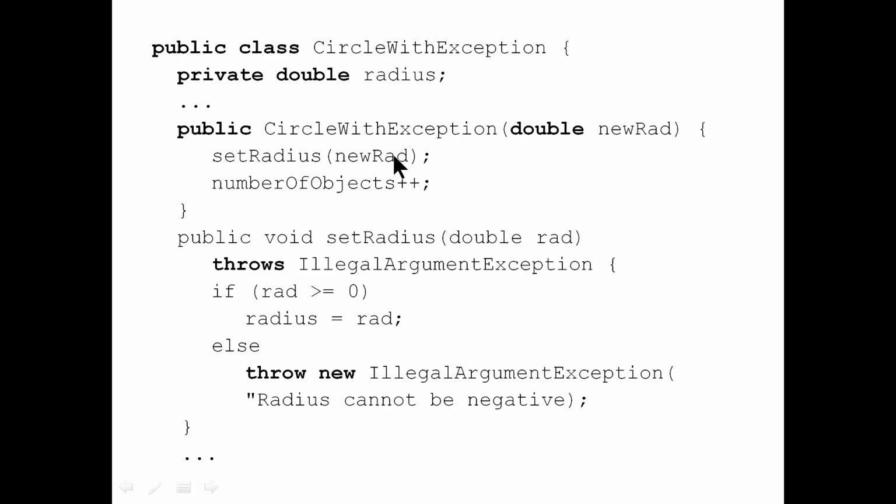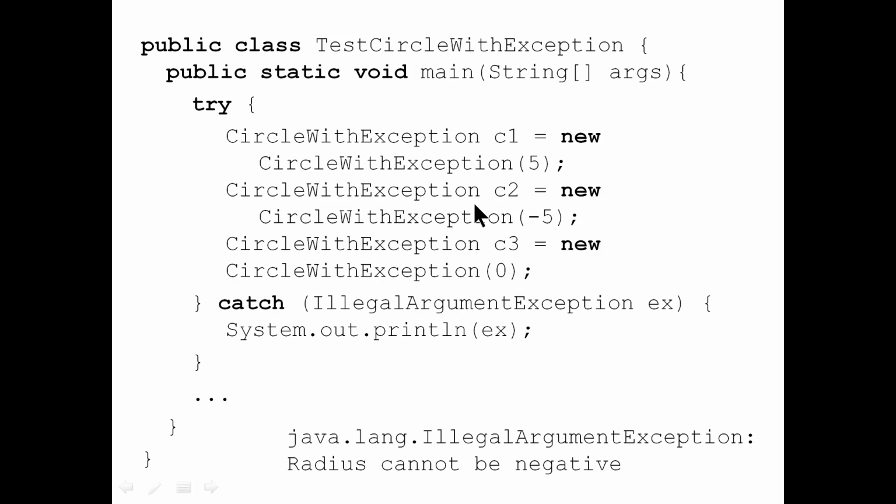We have a private property, and this is the CircleWithException class, with a parameterized constructor, and I set the radius. Then the setRadius method, as you can understand, throws ArgumentException. So if I'm calling setRadius and I'm not handling it in the method, if I'm not using try catch, I cannot really do this, right?